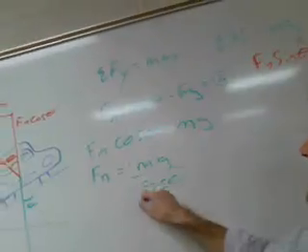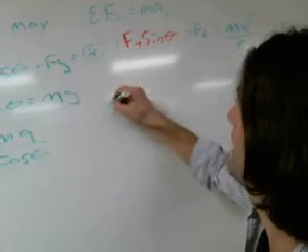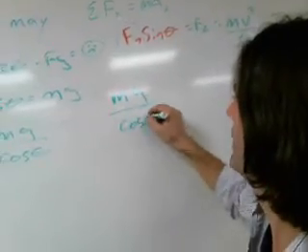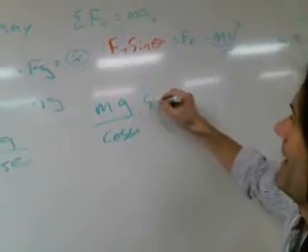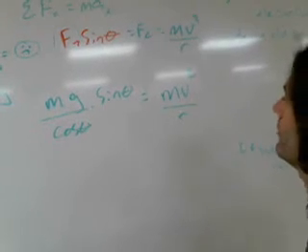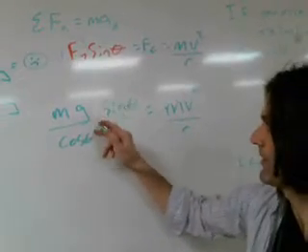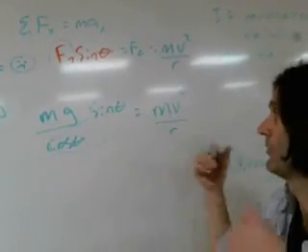Alright, and so then what we will do is swap in that Fn expression right there. So that'll be mg over cos theta. I've got to then multiply that by the sine of theta, and that will equal the centripetal force formula, mv squared over r. Alrighty. Now you can tell a sine divided by a cosine will help us work out our tan.